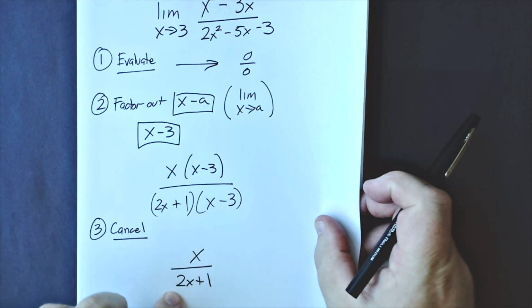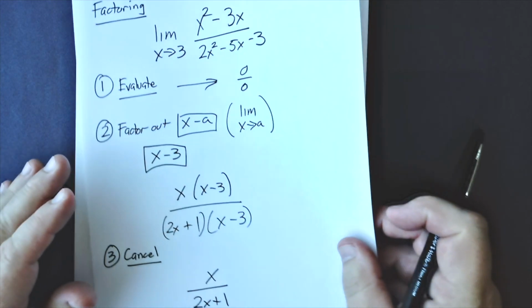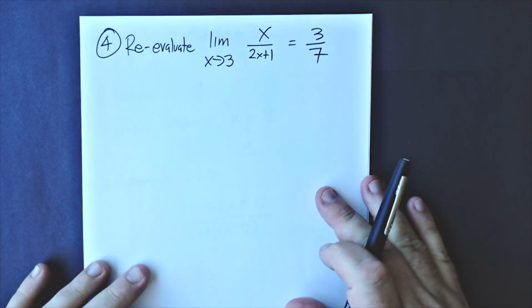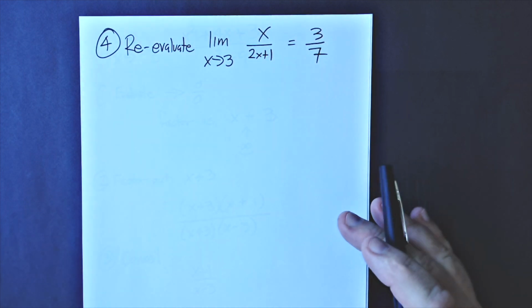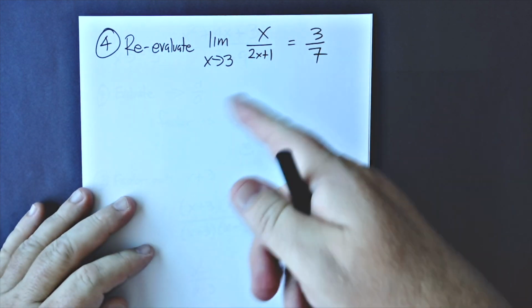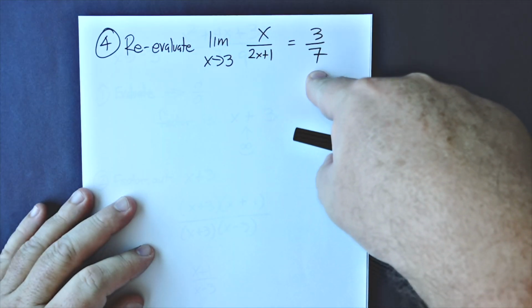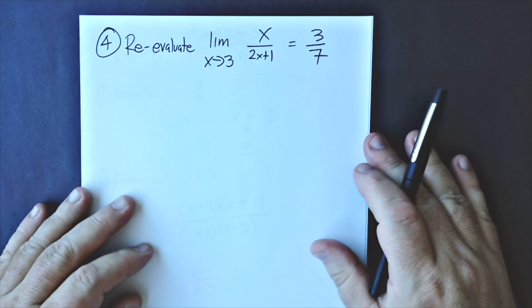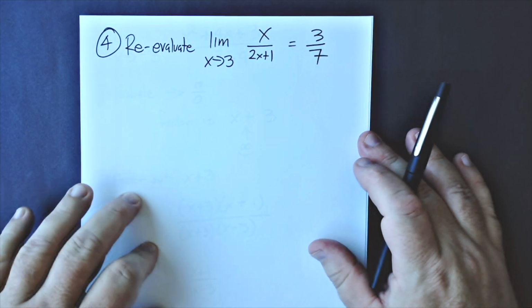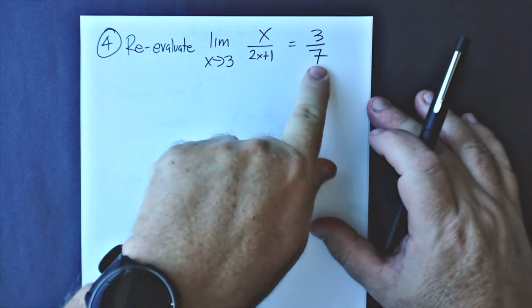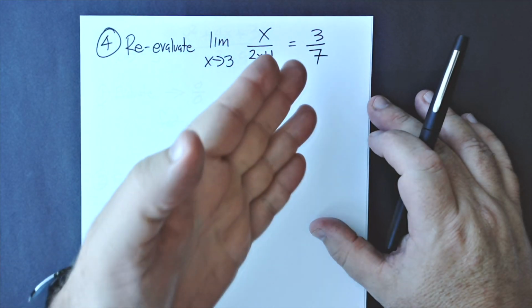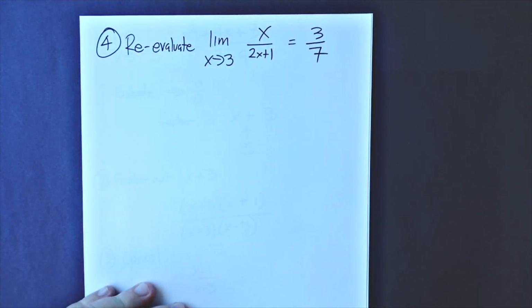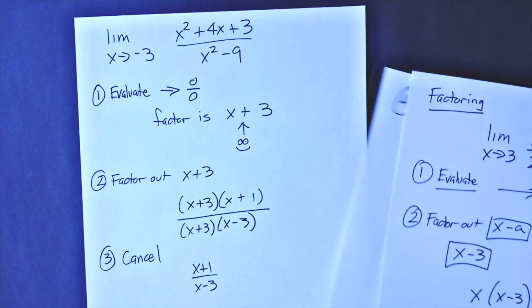And then from here, we start the process all over again. You reevaluate. Later on, when you get to be advanced, you might have to do this again because you might end up getting, oh my goodness, it's 0 over 0 again. And just keep going. You'll learn some more advanced techniques for dealing with that later on. But right now, in this case, we got a number and we are done. The answer is 3/7. Let's check out another one.